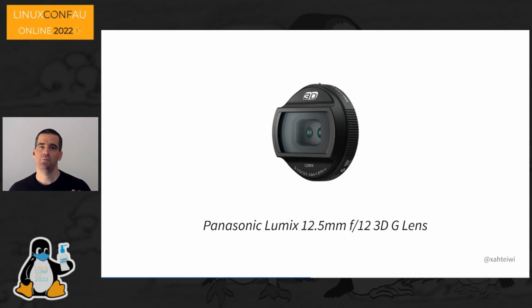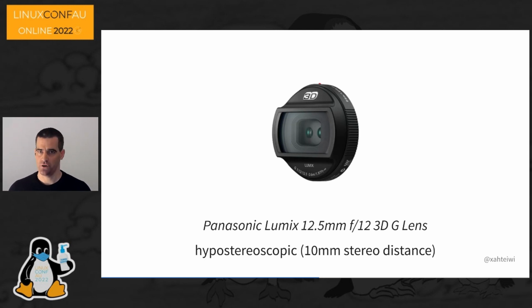So that means this will make the pictures heavily hypostereoscopic. So hypostereoscopic is when the stereoscopic distance, that is to say the distance between the two lenses or the two spots in space where we took the images, is a lot less than the distance between your pupils. The distance between your pupils is approximately 70 millimeters. And in this case, the lens has a stereoscopic distance of maybe 10 millimeters. And what that means is that the stereoscopic effect that you're getting from these is a lot less pronounced. You'll get a lot less depth than you'd perhaps expect.